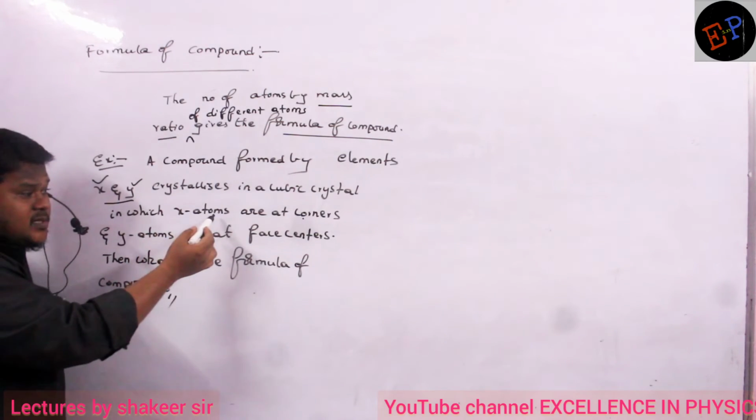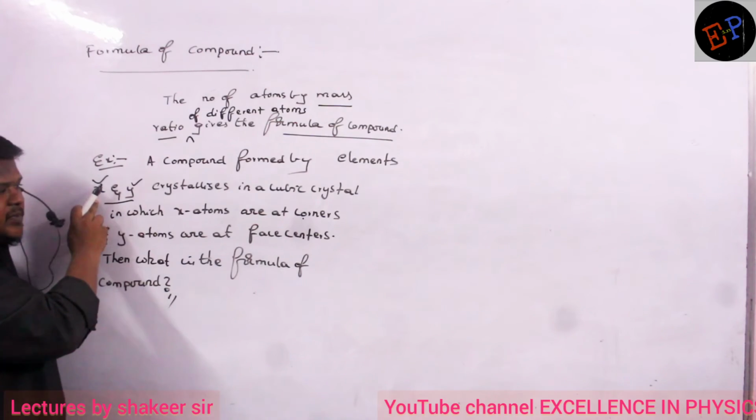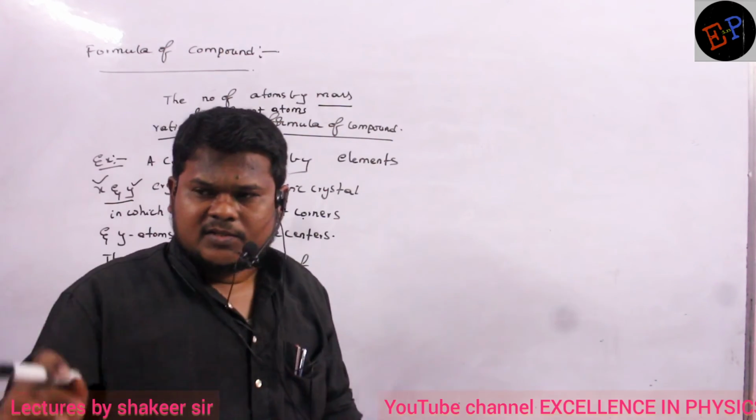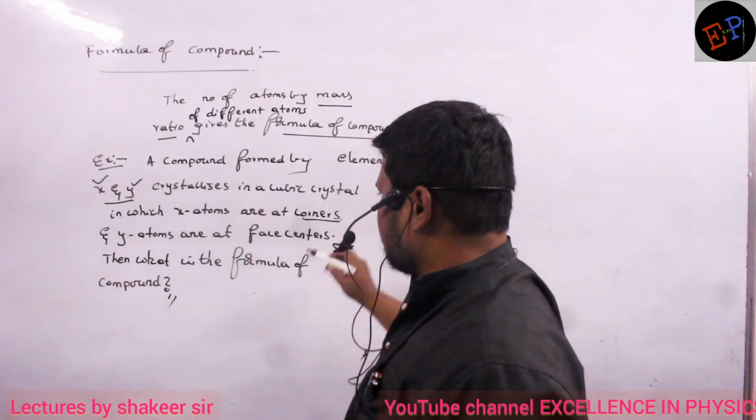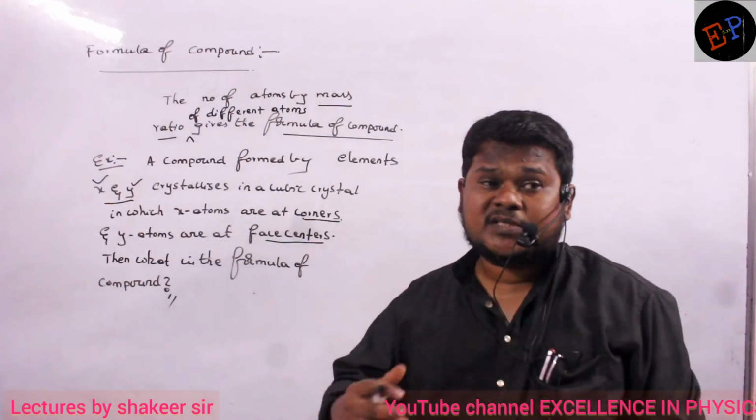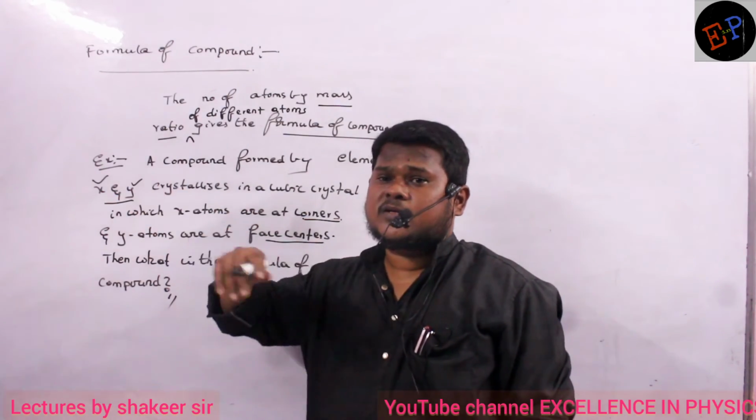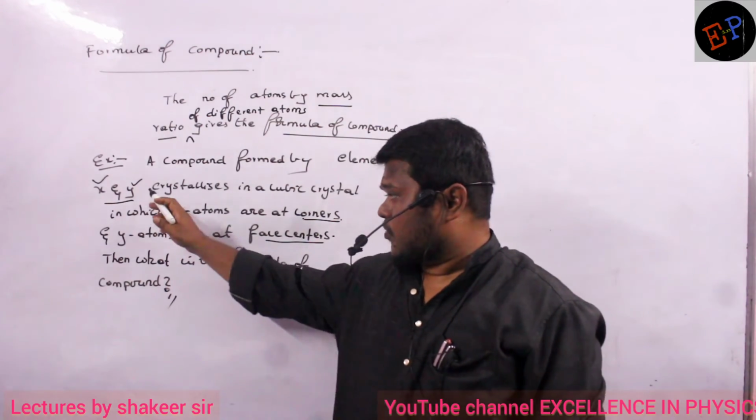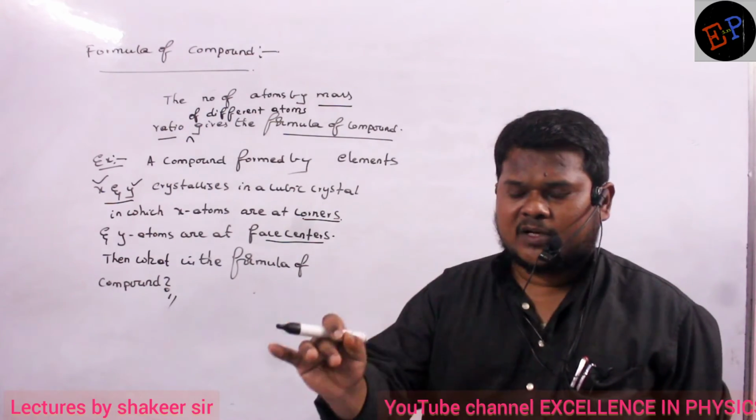See, X atoms doesn't mean number of atoms. X atoms means these are the atoms of X element. Y atoms means these are the atoms of Y element. Atoms are present at corners and at face centers. The atoms of X element are present at the corners, and the atoms of Y element are at the face centers. Then what will be the formula of this crystal?